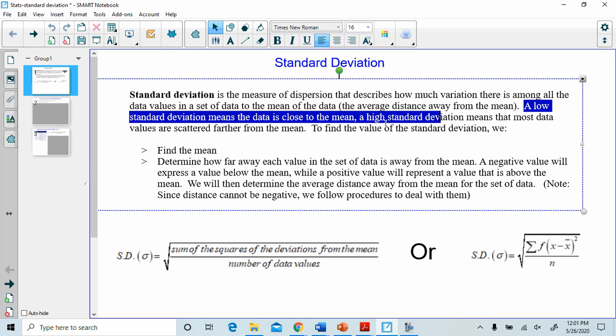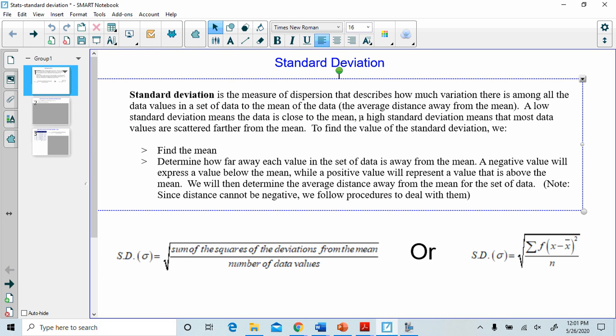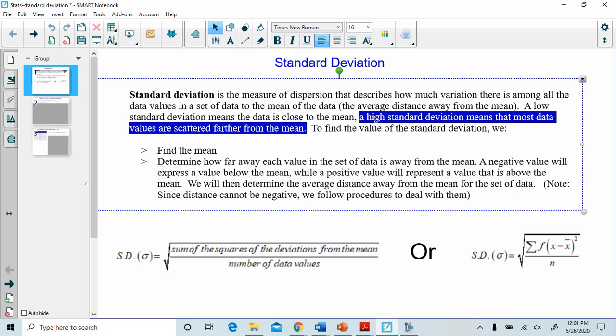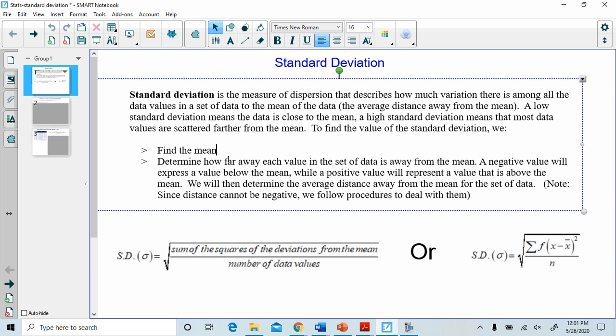If we look at this point here, a low standard deviation means the data is close to the mean. And just the opposite to that, a high standard deviation means most of the data is scattered from the mean. To find standard deviation, we're going to find the mean first and then go from there.